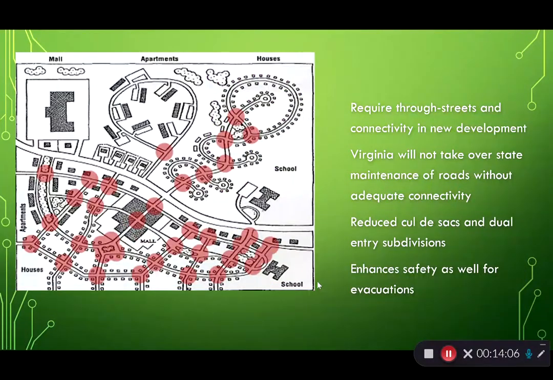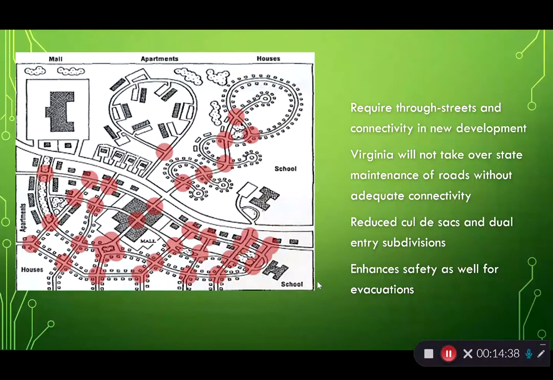We also need to think about connectivity. If we want to build more efficient communities, we want to build communities that can evolve and change over time. If we build communities that are connected internally, that will allow for, one, reduced traffic congestion. It will improve traffic flow. It will improve accessibility. It will improve the opportunity for pedestrian access. And it will make communities, again, more adaptable to change over time.